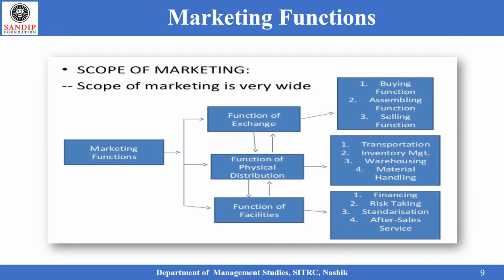Look at marketing functions. Marketing functions can basically be classified into three groups: the exchange function, the physical distribution function, and the function of facilities. Under the function of exchange, the buying function, the assembling function, and the selling function are done. Under the function of physical distribution, transportation, inventory management, warehousing, and material handling are done. Under the functions of facilities, financing, risk-taking, standardization, and after-sales services.